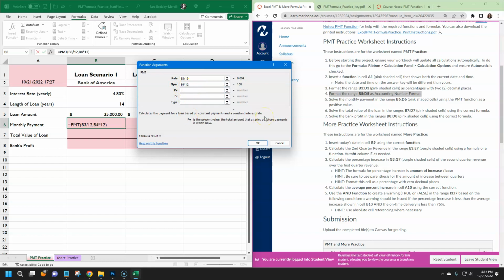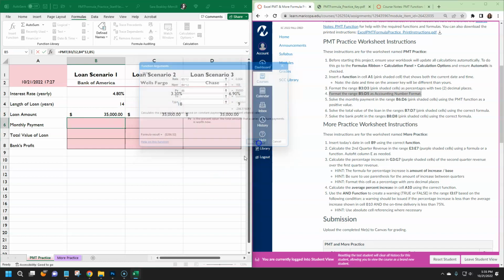The last piece is the present value of the loan. It's how much money did you borrow? How much money did we borrow? We borrowed 35 grand. Again, do not type in 35. You want to link to the cell locations. And then right here, you get the calculation, $286. We're going to click OK.